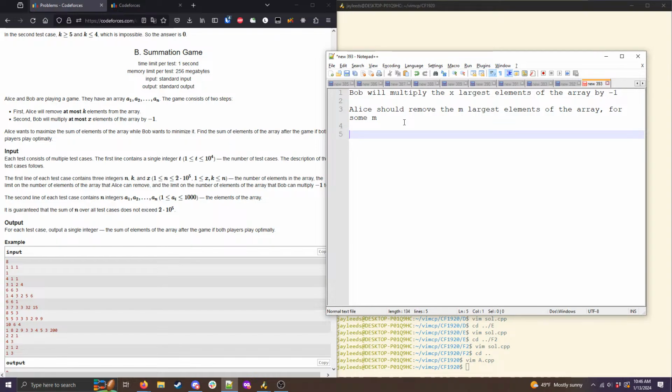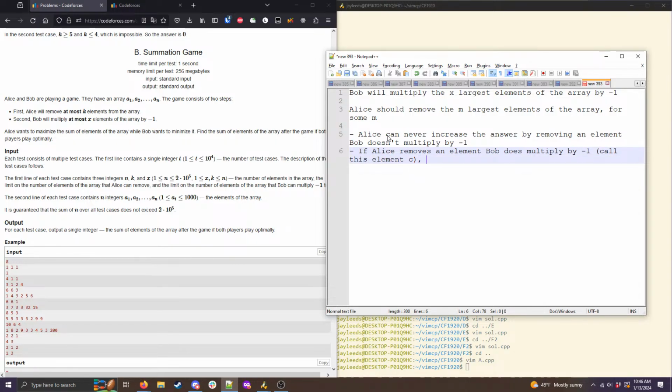But the general idea is, first of all, Alice can never increase the answer by removing an element Bob doesn't multiply by -1. Because if she removes an element Bob doesn't multiply by -1, then the answer will just decrease by the amount she removed. And if Alice removes an element Bob does multiply by -1, I'll call this element C, then the answer increases by C because we no longer have a -C in the answer.